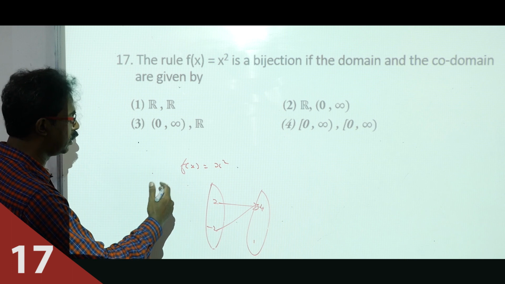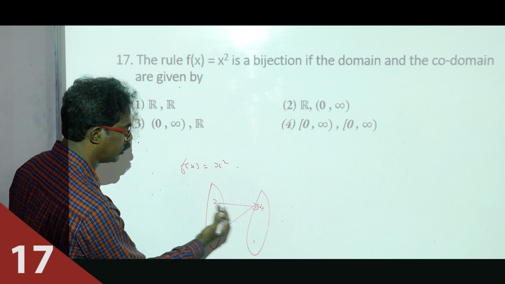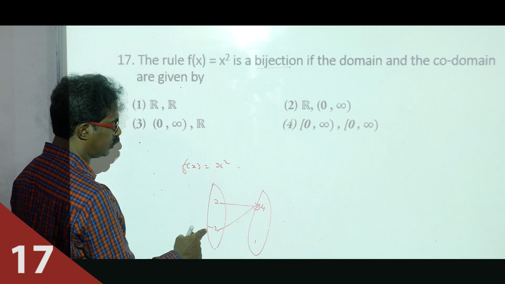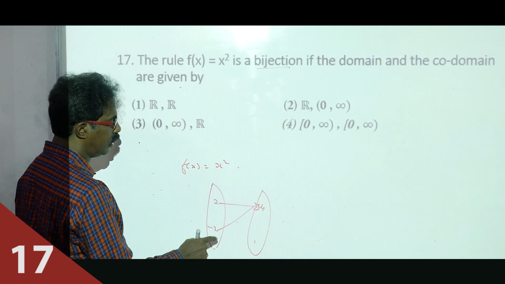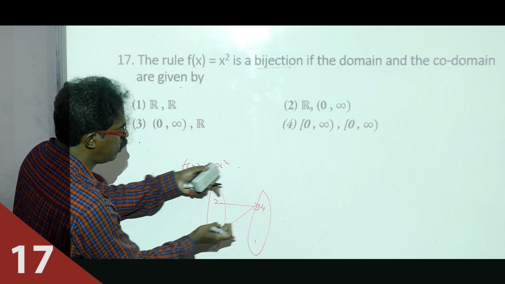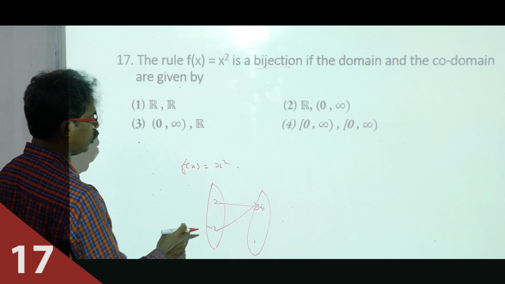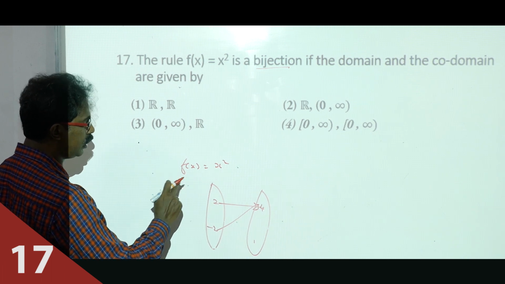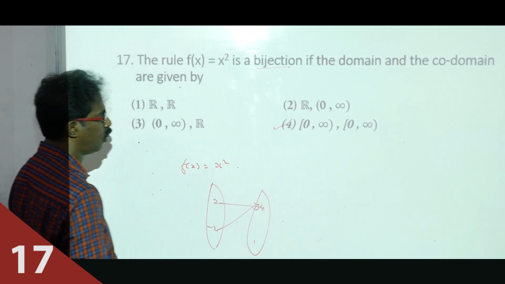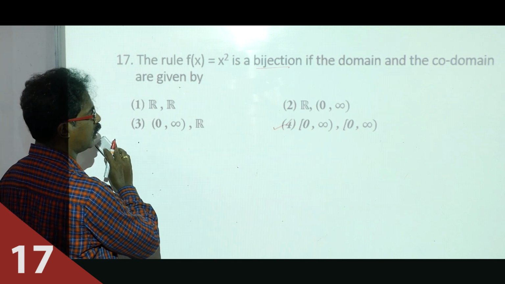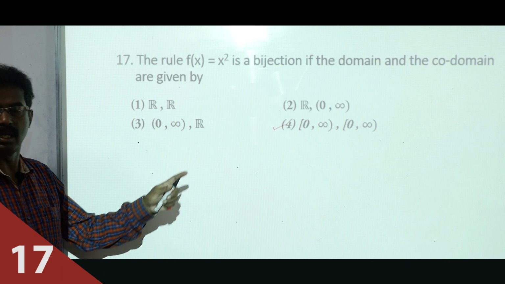Inverse exists means it won't be what? One-one. So inverse exists, or you say it is a bijection, it cannot be like this, so you can't give all these negative values. When it is many-one, inverse won't exist. So it must be one-one. So you cannot take the negative values. 0 to infinity only you can give. So the domain is 0 to infinity, and the codomain is also 0 to infinity. So the correct option is the fourth one.